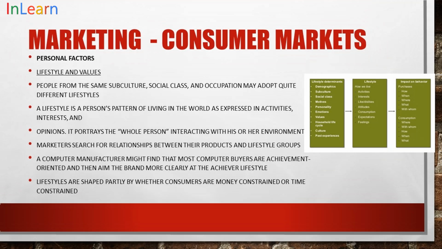Lifestyle and values. People from the same subculture, social class, and occupation may adopt quite different lifestyles. A lifestyle is a person's pattern of living in the world as expressed in activities, interests, and opinions. It portrays the whole person interacting with his or her environment. Marketers search for relationships between their products and lifestyle groups. A computer manufacturer might find that most computer buyers are achievement-oriented and then aim the brand more clearly at the achiever lifestyle. Lifestyles are shaped partly by whether consumers are money-constrained or time-constrained.